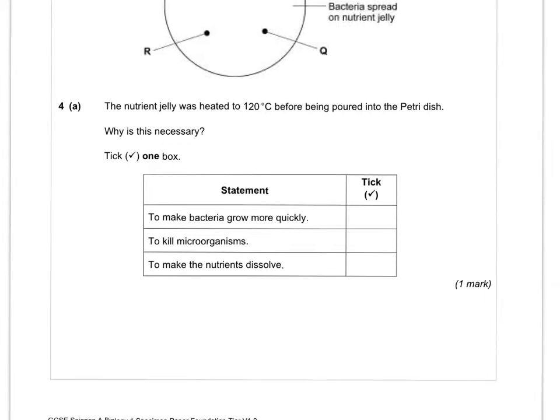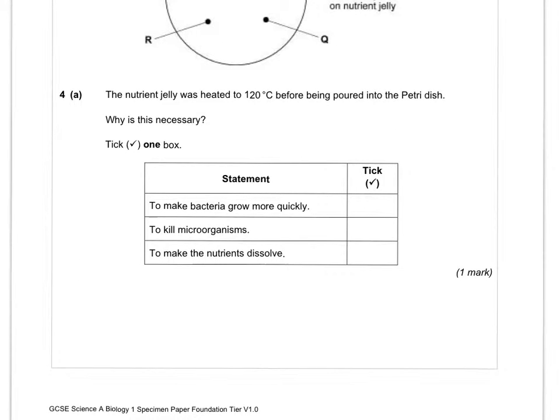It says the nutrient jelly was heated to 120 degrees Celsius before being poured into the dish. Why is this necessary? It's to kill any microorganisms that may already be there. Okay, so we just want to be investigating the bacteria that we are putting on there, nothing that is already there in the first place.